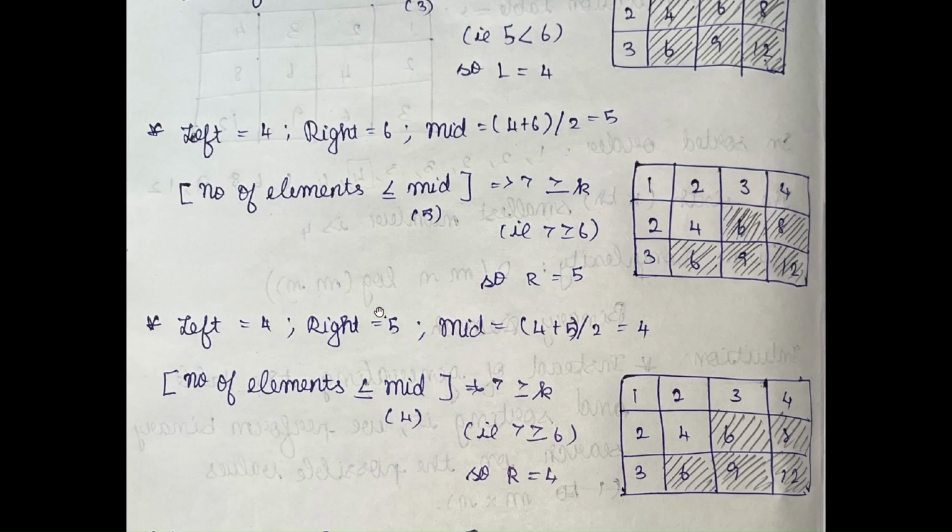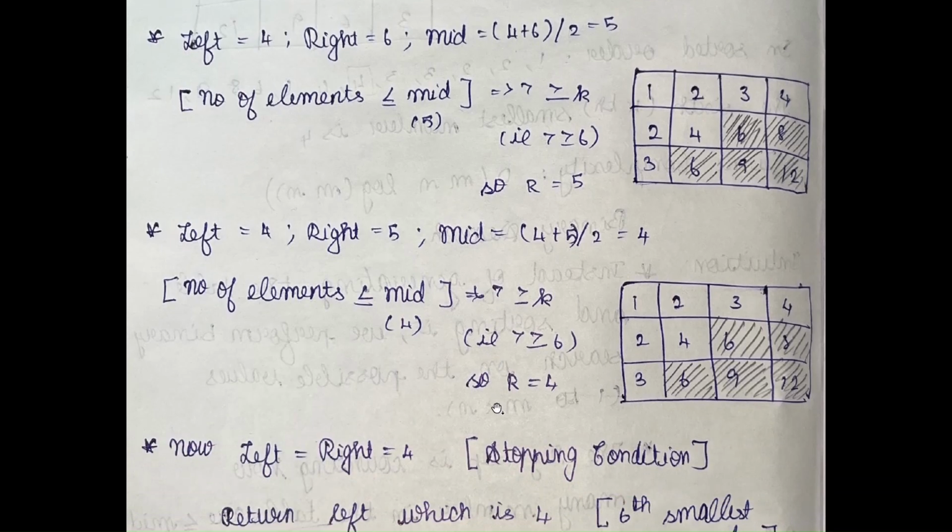And proceeding with this, the left value will be equal to 4 and the right value equal to 5. For that, the mid value equal to 4 plus 5 divided by 2 is equal to 4. The number of elements less than or equal to 4 in this case are 1, 2, 3, 4, 2, 4 and 3, which again counts to 7, that is greater than k. And according to the rule, 7 is greater than 6, so we will be updating the r value equal to mid.